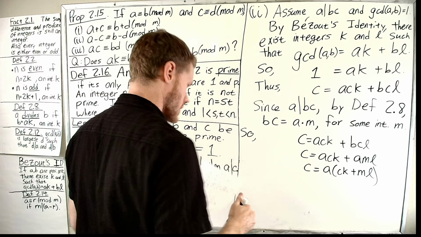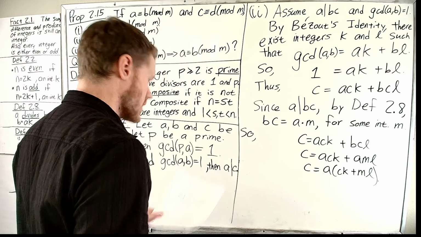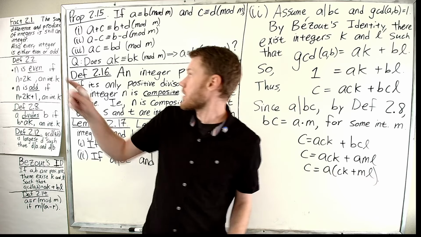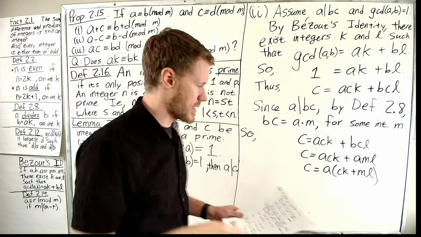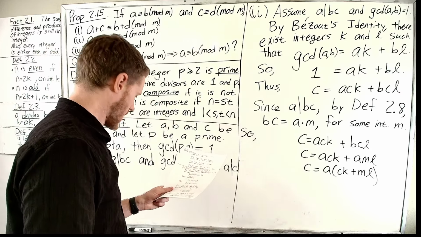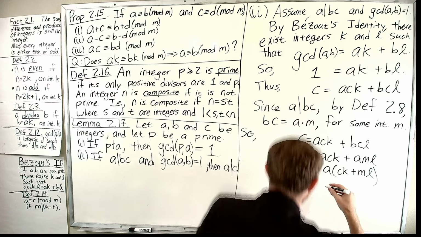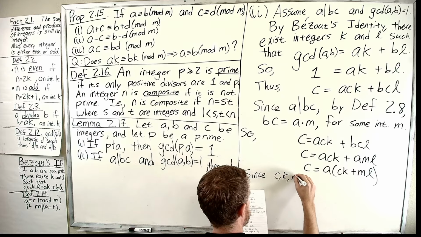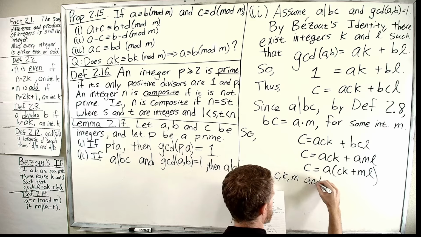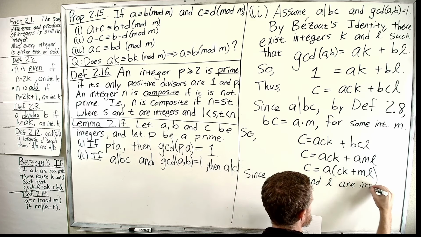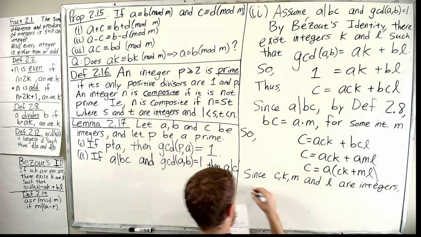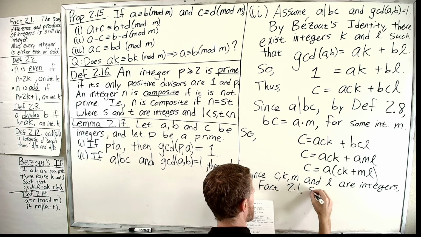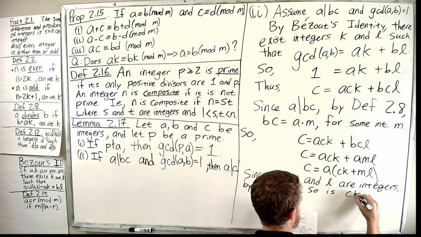Okay. So let's say that. That had to be an integer though, right? So why is it an integer? That goes back to fact 2.1 that we proved, or that we stated at the very beginning of this course, or at least of this chapter. Since C, K, M, and L are integers by fact 2.1, so is CK plus ML.